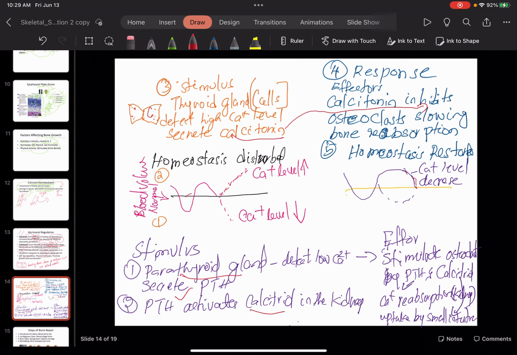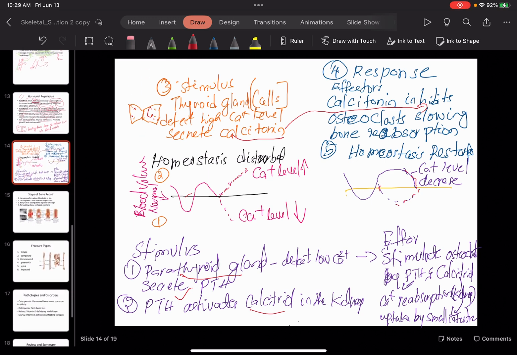reabsorption by the kidneys. If you have too much calcium, you can release it through the urine. The kidney tubule can release calcium into the waste, but they reabsorb those things. It's not releasing a lot of calcium through excretion, and they also absorb calcium in the small intestine. This way they maintain, bringing the calcium level back up, and maintaining that calcium level restores homeostasis.